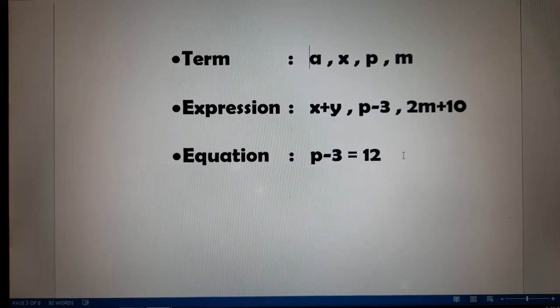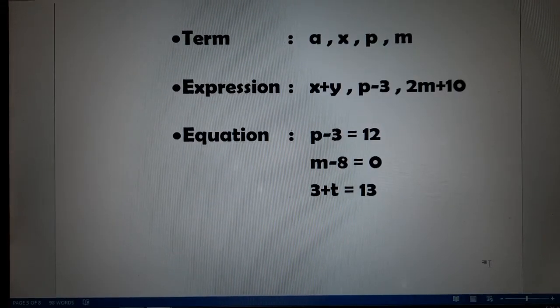Then, what is an equation? You can convert an expression into an equation by writing a sign of equality. Look at the example given. p minus 3 equals 12. You can write some more examples. m minus 8 equals 0. 3 plus t equals 13. These are some more examples for equations.